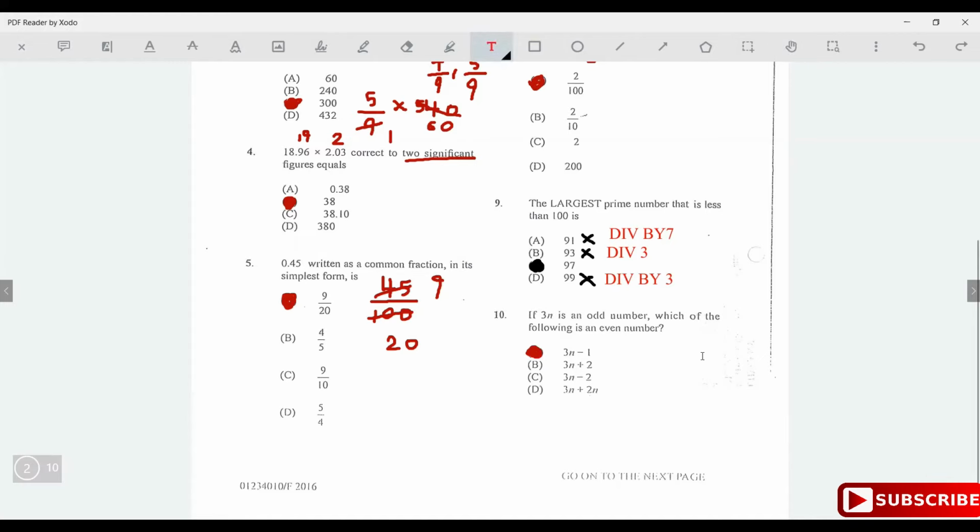Because think of, let's say 3n is equal to an odd number, maybe 7, right? And so if you have 3n minus 1, that would be 7 minus 1, which is 6, which is even. 3n minus 1 would be even. Nice.